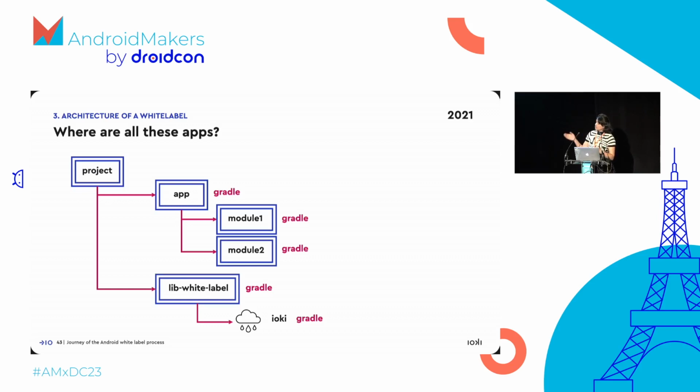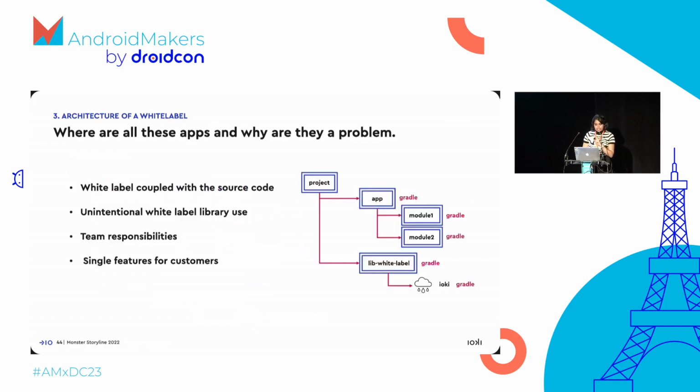Modules are just all of these features and domain things that we had. And then we had a lib white label, which is a library whose dependency we used in app to provide all of these features. All of these resources and app config, we had it in lib white label. Now, we'll talk about why there's an issue with this.